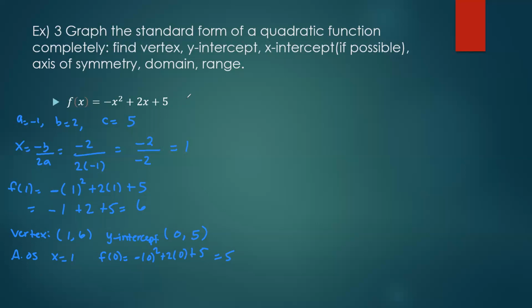Okay, let's figure out if we have x-intercepts. So b squared minus 4ac. b squared is 4, minus 4 times a, which is -1, and c is 5. -4 times -1 is +4, times 5, that's 20, right? So 4 plus 20 is 24. So that's greater than 0, which means we have 2 x-intercepts.